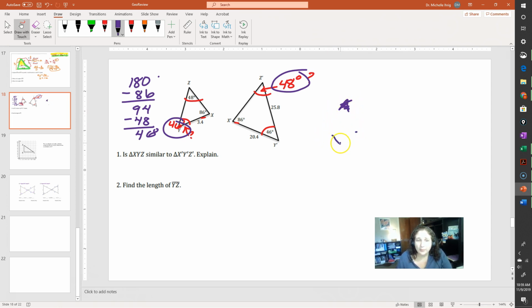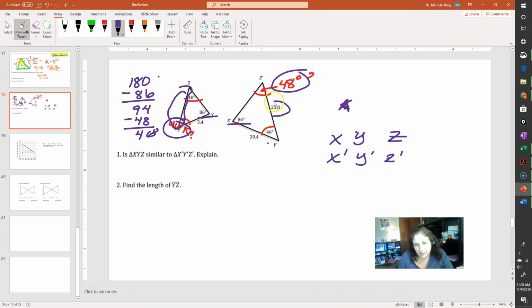So, for example, we have X, Y, Z. Well, angle X is 86 degrees. That matches here, so this will be X prime. Y is 46, Y prime, that matches, and then our Z prime. So then it wants the length of YZ, which is this value right here.